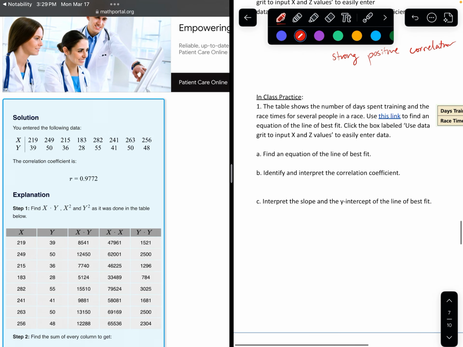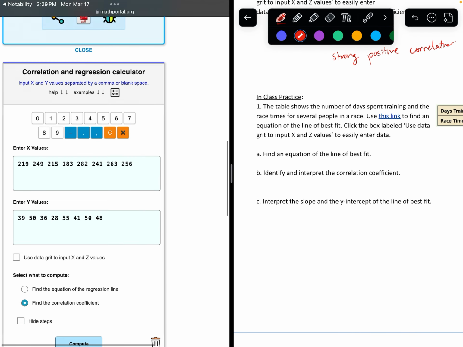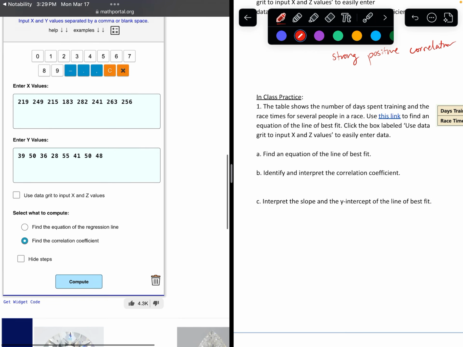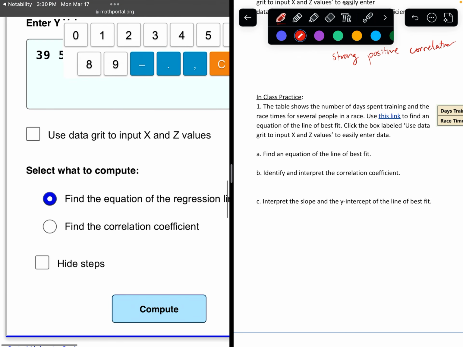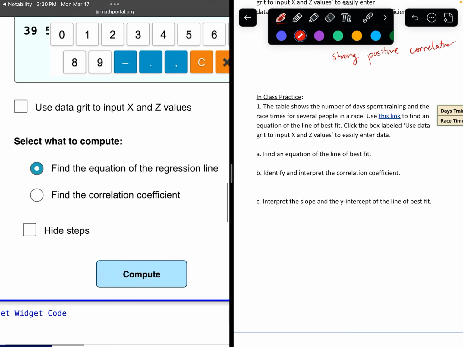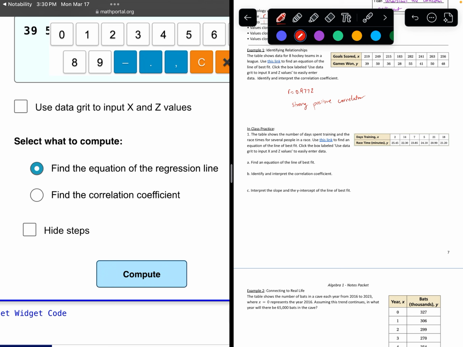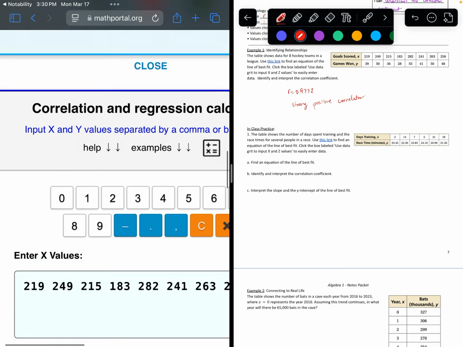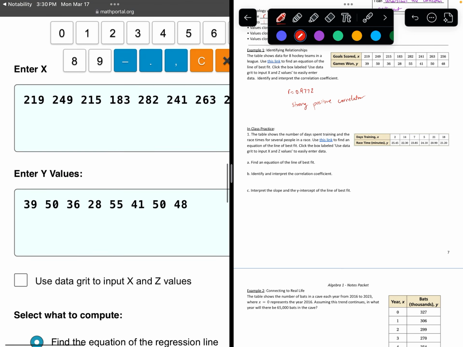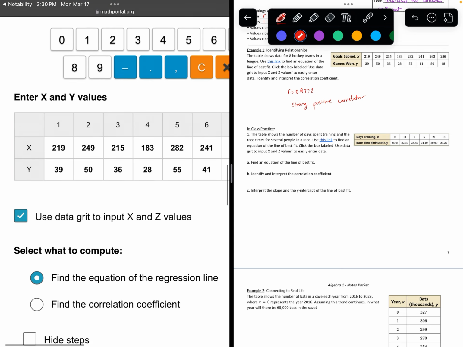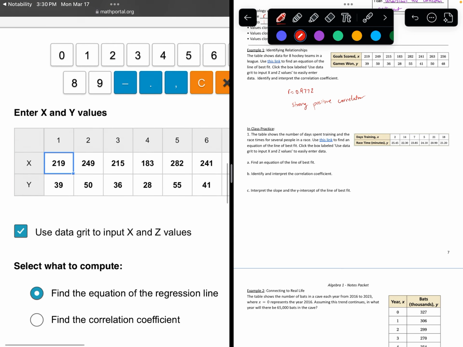Okay, so now why don't you try this practice number 1. To find the equation of the line of best fit, all you have to do here is click on, instead of the correlation coefficient box on the left, the equation of regression line. Okay, and we'll go over that in a little bit. The table shows the number of days spent training and the race times for several people in a race. Use the link provided to find the equation of the line of best fit. Click the box labeled Use Data Grid to easily enter data.